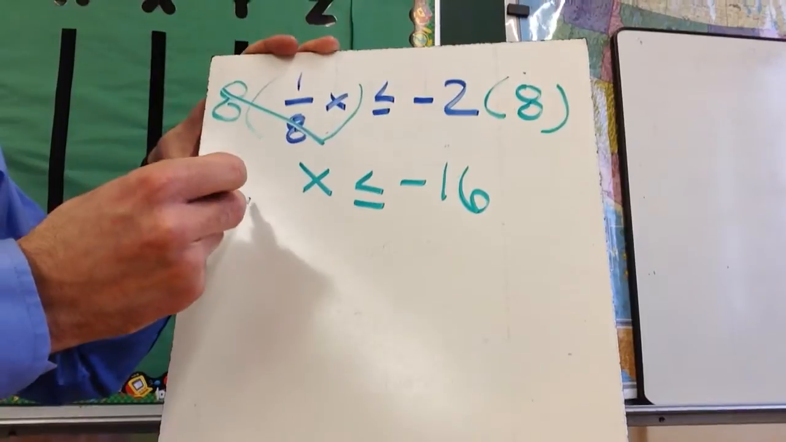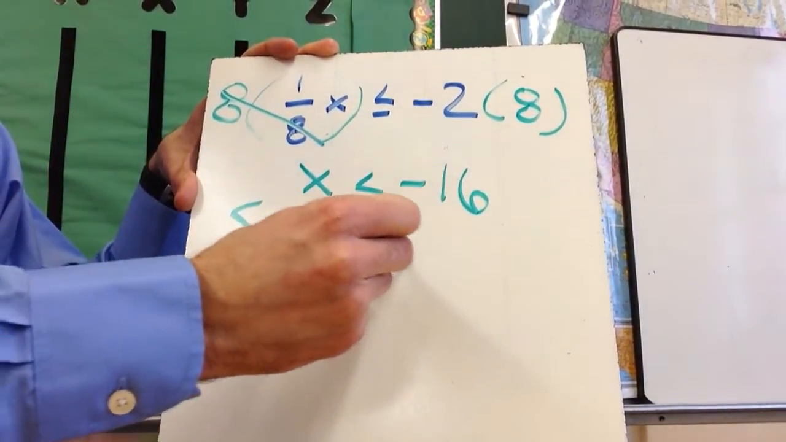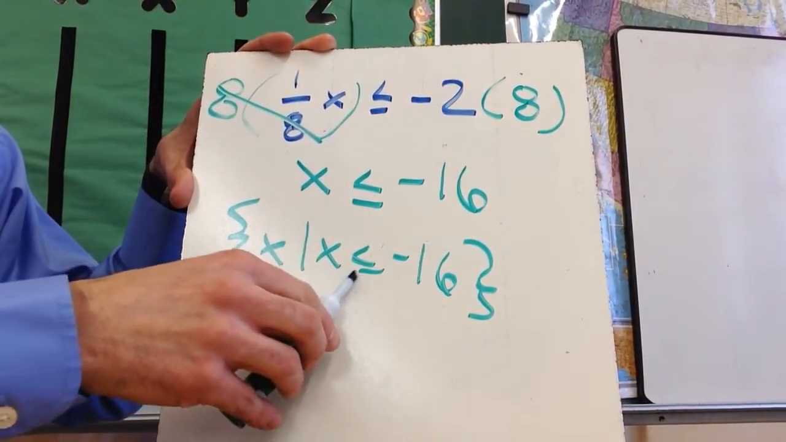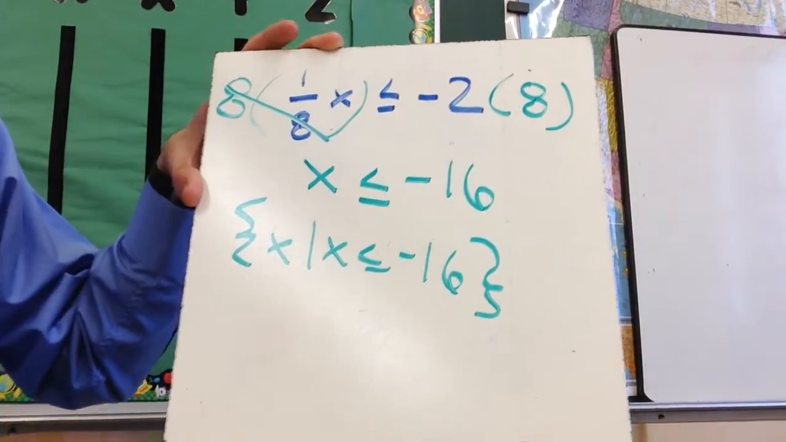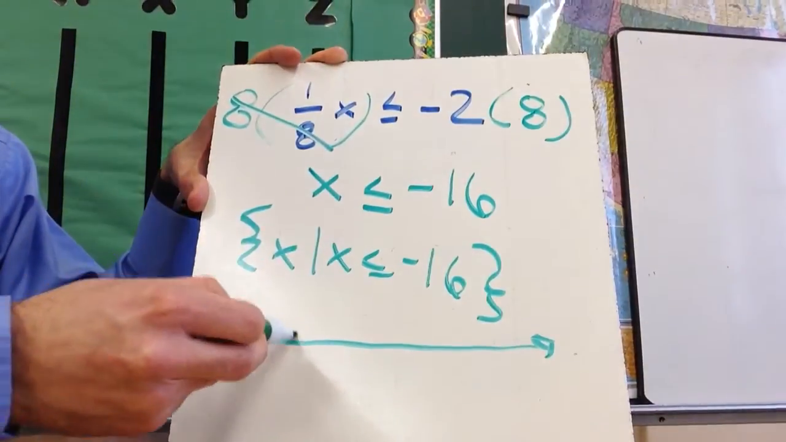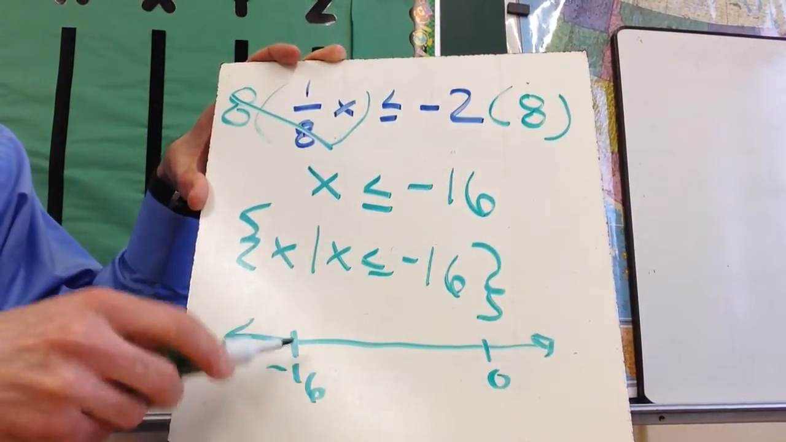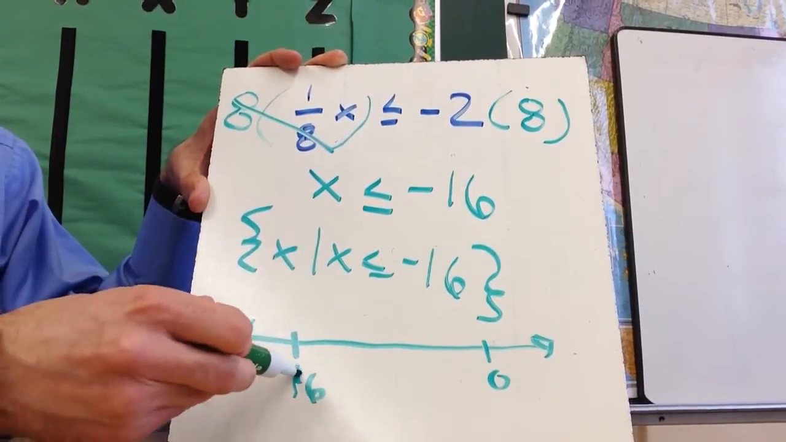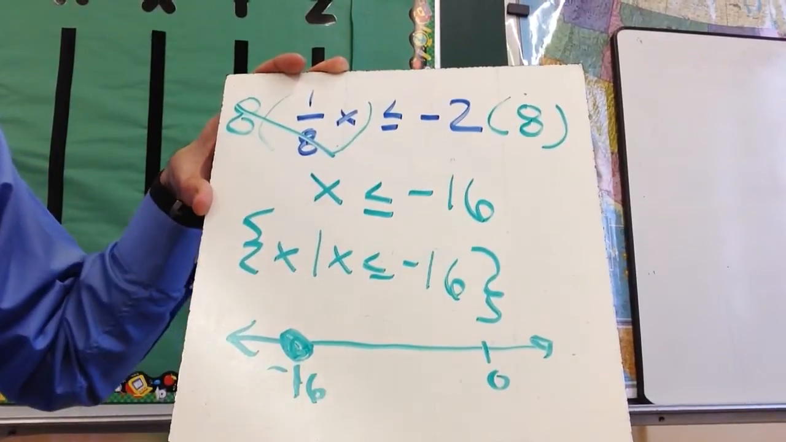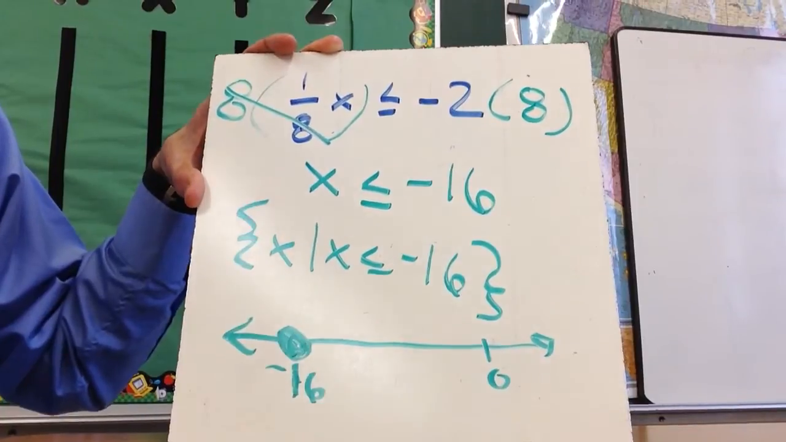And so like we talked about in the last lesson, remember that we need to write this in proper notation. And so this is for all values of x. X is less than or equal to negative 16. And if I'm going to put this on a number line, the numbers I need to worry about are negative 16 and 0. Right? Keep in mind negative 16 is to the left of 0. And then I'm looking, this can equal negative 16, right? Because that's what this is telling me. So I'm looking for numbers that are less than or equal to negative 16.